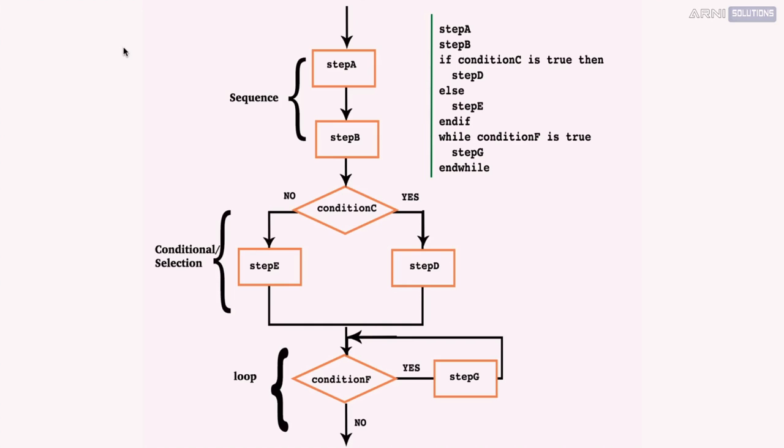So here, as you can see, we have a sequence. Sequence is followed by a condition, and after the condition we have a loop. So this is just one basic form where we have combined a sequence, a condition, and a loop. Soon you will see that there are so many other forms in which you can combine these three: sequences, selections, and loops.